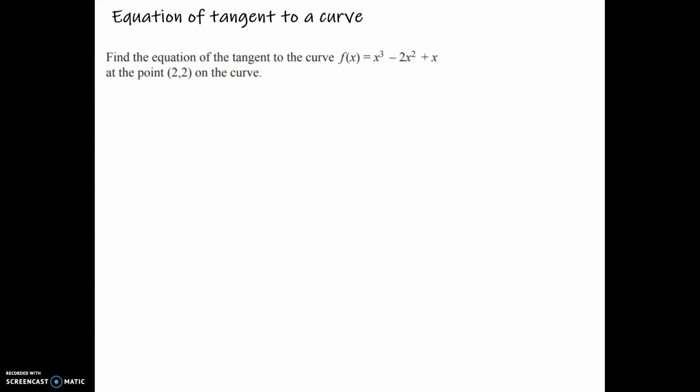In this video, we're looking at finding the equation of the tangent to the curve f of x equals x cubed minus 2x squared plus x at the point (2, 2) on the curve.